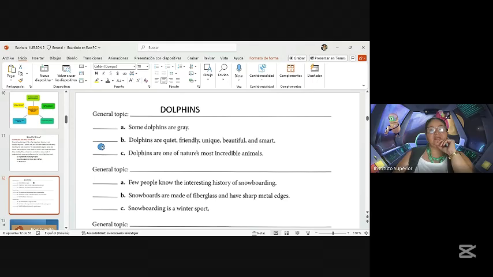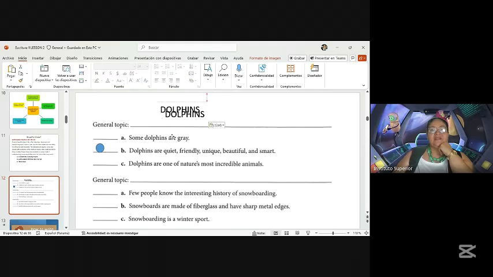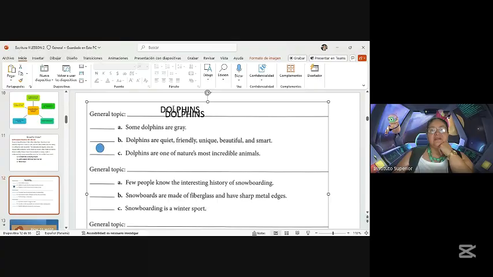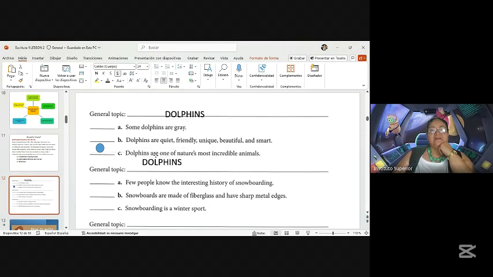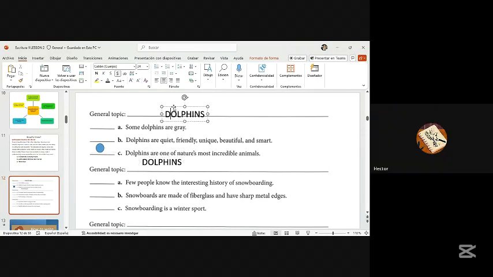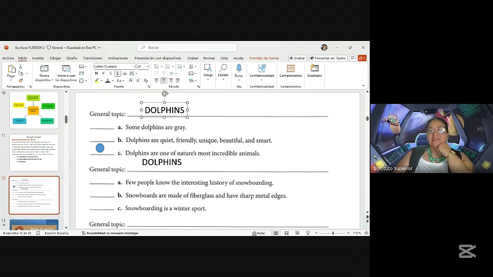Letter C. Okay. What happened with A? Too general and B is too specific. Yes. Okay. Let's go to number 2. What is the topic? And what is the most appropriate topic sentence?